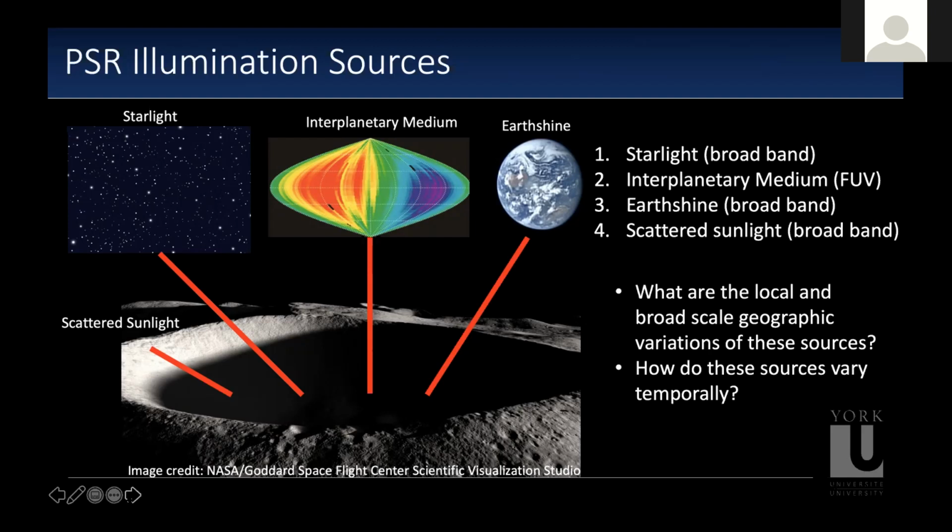And finally, there's scattered sunlight. Of all these sources, this is the most difficult to model. However, it's also the most significant. And I'll talk a little bit about some of the modeling that we've done there. So the questions that were really driving this work are, how do these sources vary in space and time? And how can they be used to detect ice that's in these permanently shadowed regions?